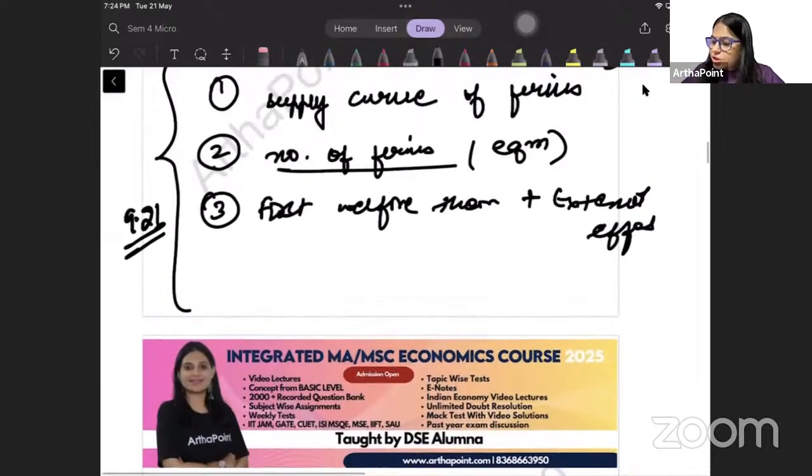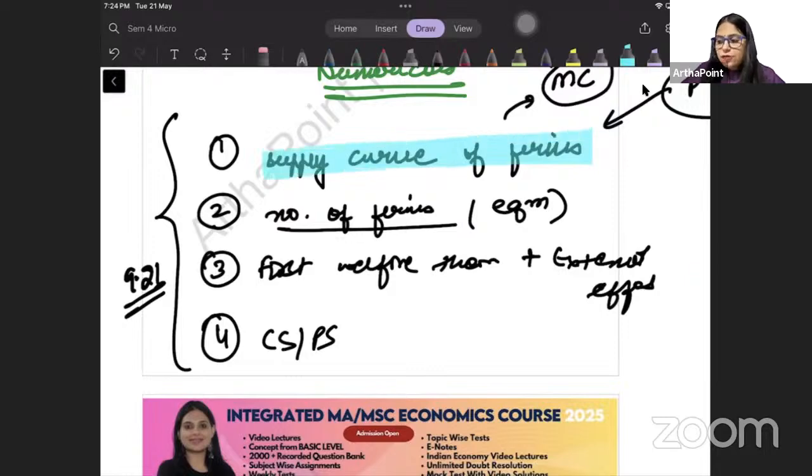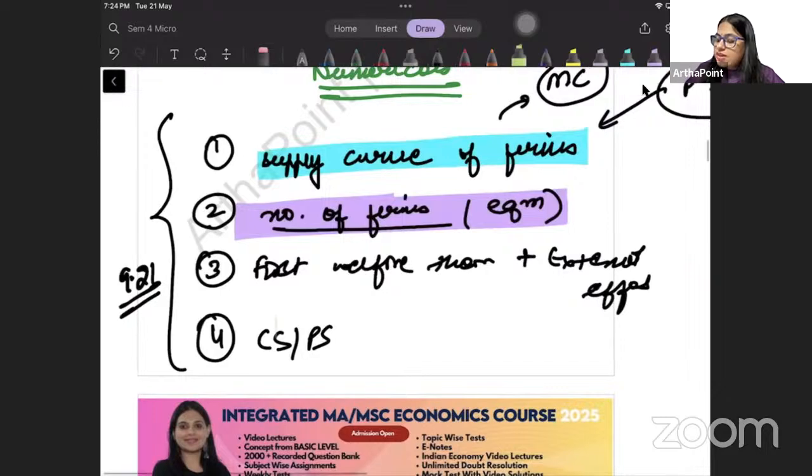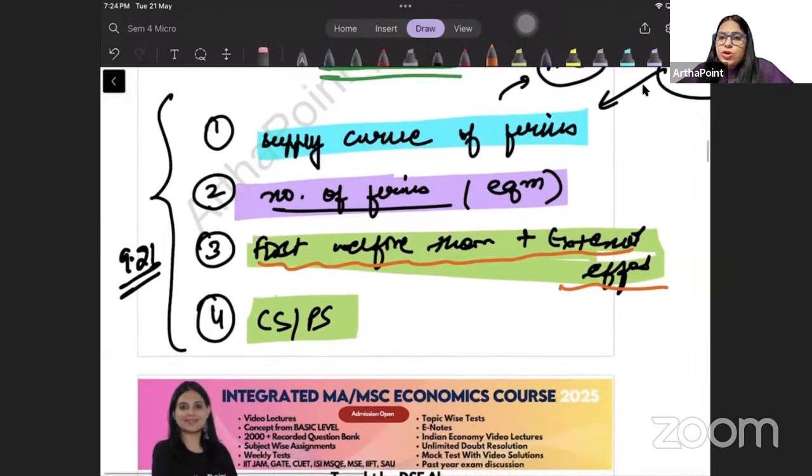बाकी I have high intuition, यहाँ पे question आएगा तो इन 4 parts से ही आ सकता है. Either they will ask you to find the supply curve of the firm, they will ask you to find the number of firms, or they will ask you a question on finding the producer surplus, or they will ask you this kind of question जो last में दिया हुआ है, first welfare theorem plus external effect. That is it, that can be asked. So this is all about unit 2.